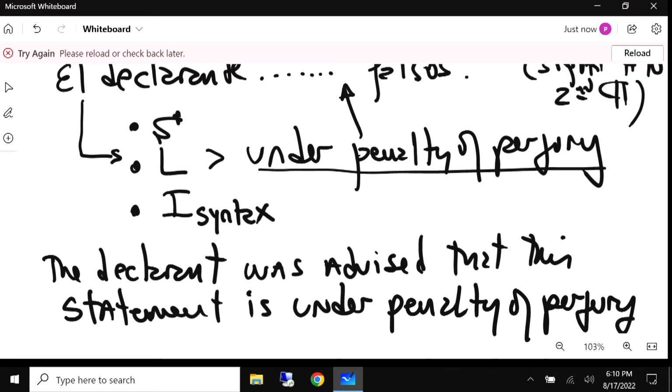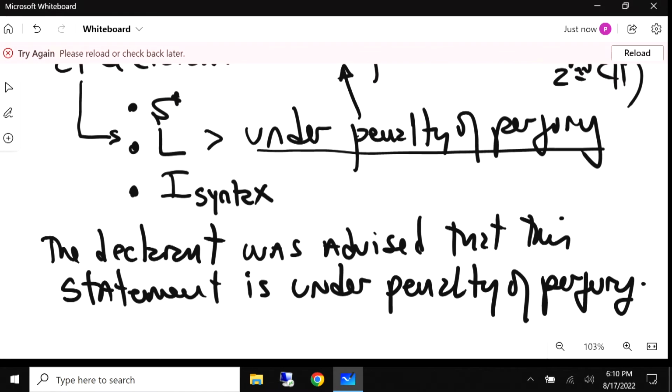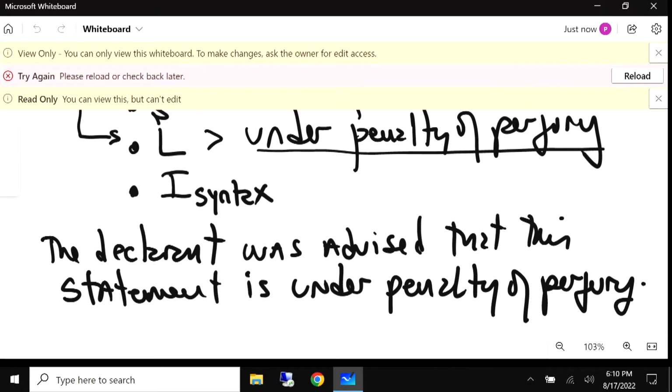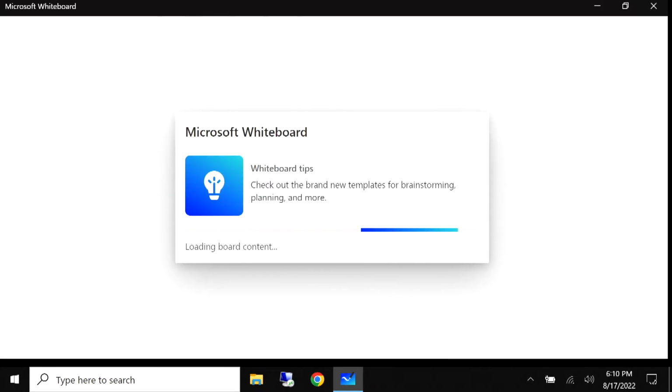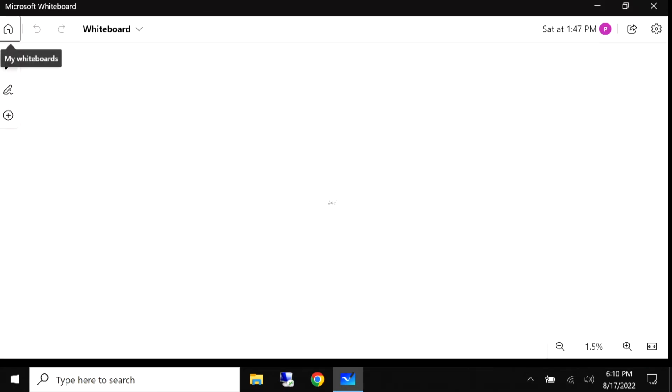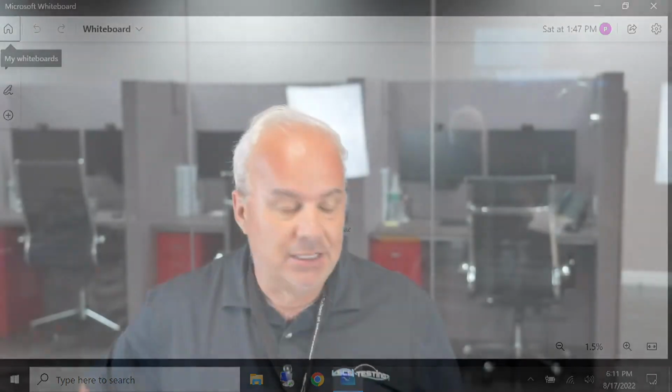So that's actually, I don't know what this reload means. I don't know why this is asking me to reload. Oh, it's lost. Okay, so actually the transfer for all that is: the declarant was advised, right, that the statement is under penalty of perjury.